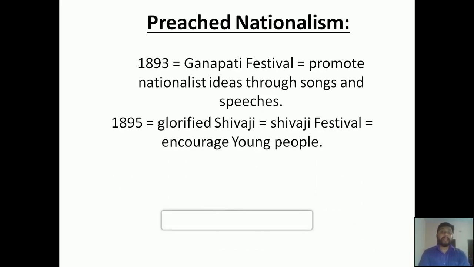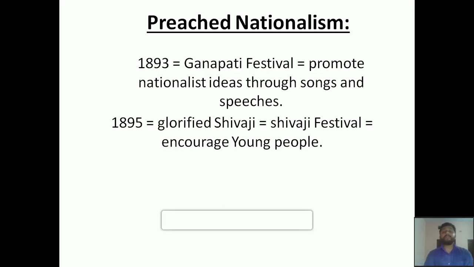Then again, in 1895 he organized celebrations of Shivaji, like the Shivaji festival, and during that time he glorified Shivaji by speaking about the very colorful history and past of India. Those different events, speeches and songs influenced and encouraged the young people of the locality or the particular region.